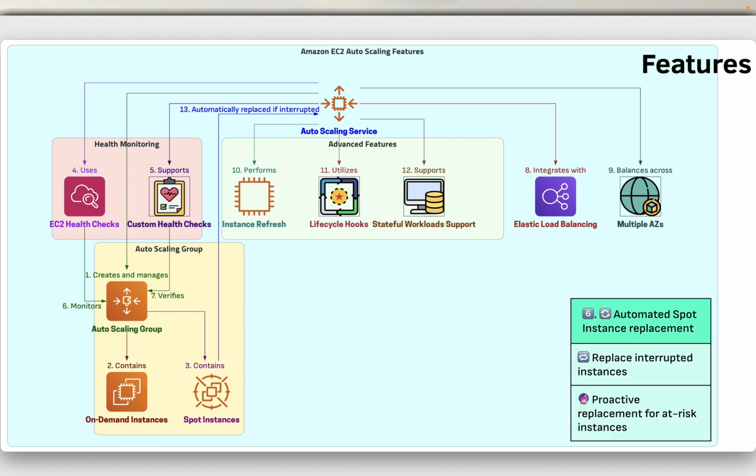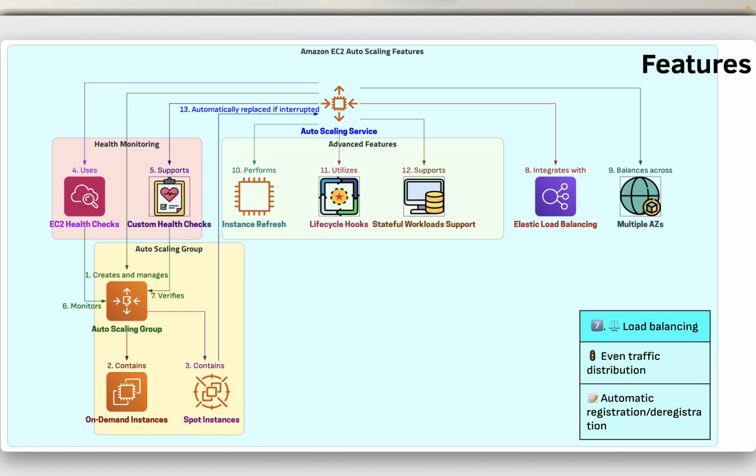Automated replacement of spot instances. So if your group includes spot instances, Amazon EC2 auto scaling can automatically request replacement spot capacity if your spot instances are interrupted. Through capacity rebalancing, Amazon EC2 auto scaling can also monitor and proactively replace your spot instances that are at an elevated risk of interruption.